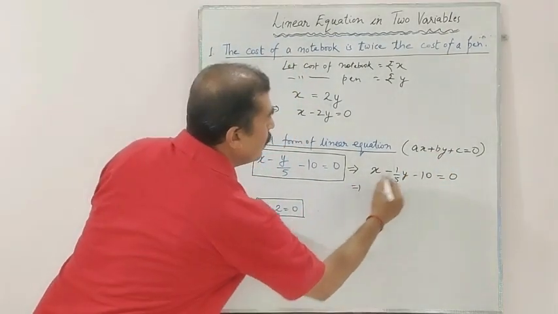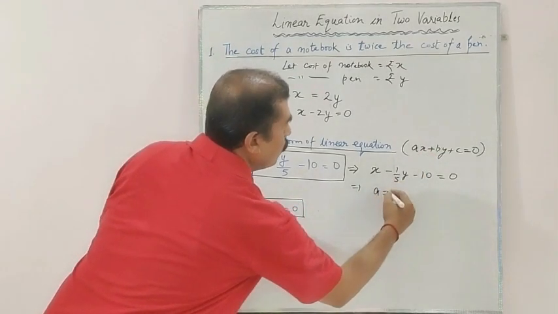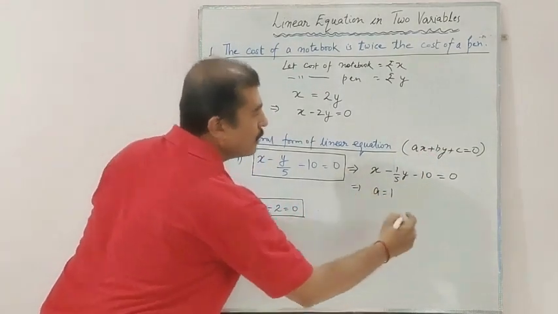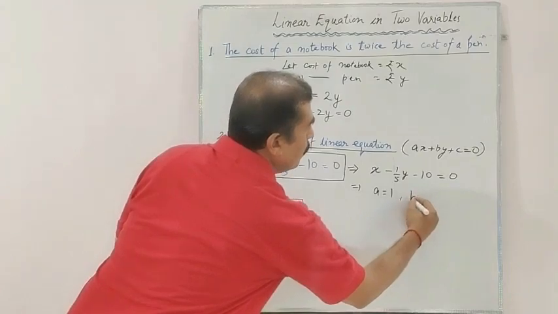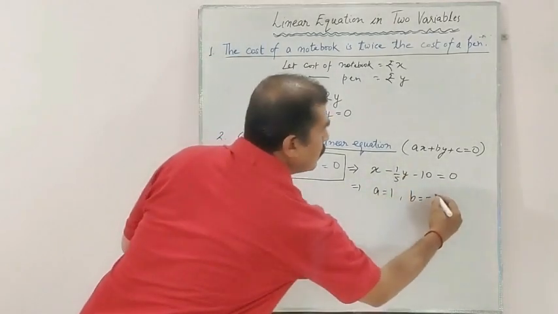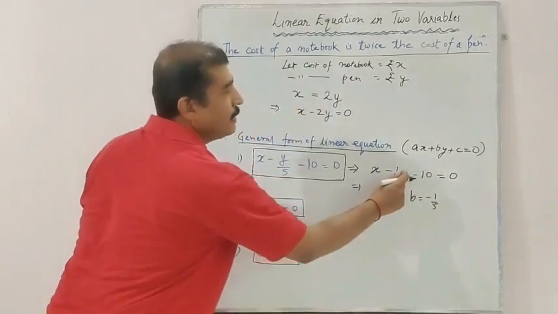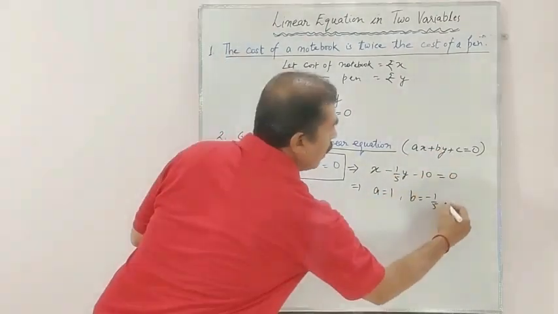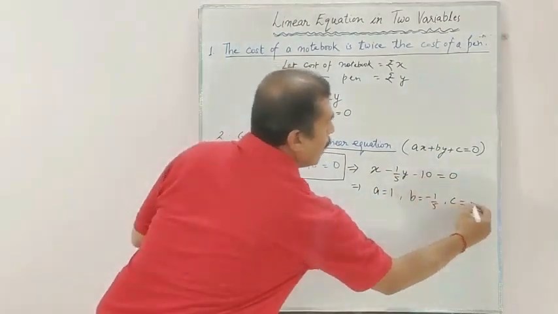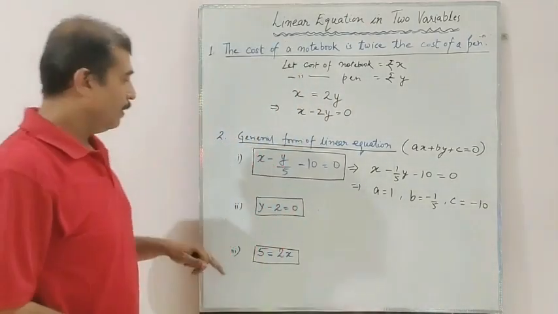So value of a will be 1, the coefficient of x. Value of b will be minus 1 upon 5, and value of c will be minus 10.